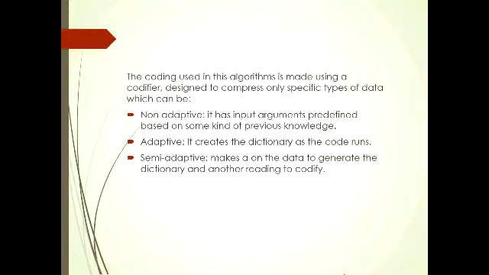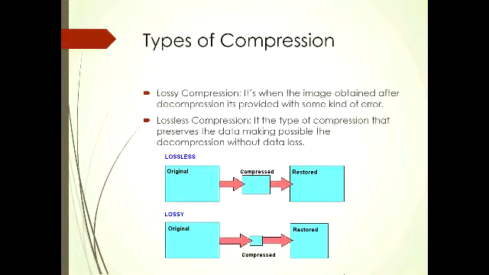Now, the adaptive one creates a dictionary as the code runs. This means that it creates all the data and all the information as the algorithm reads the image. Now, in the semi-adaptive, we have one dictionary that is generated as the code runs, and another one that we previously established. This semi-adaptive codifier is the combination of the non-adaptive and the adaptive one.